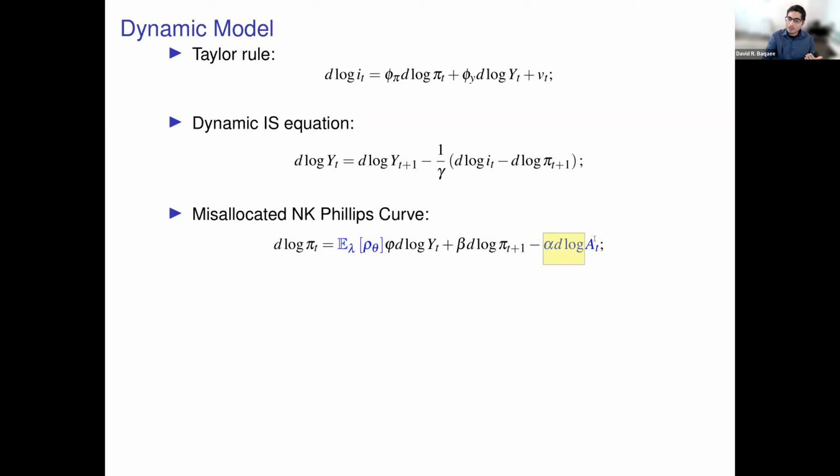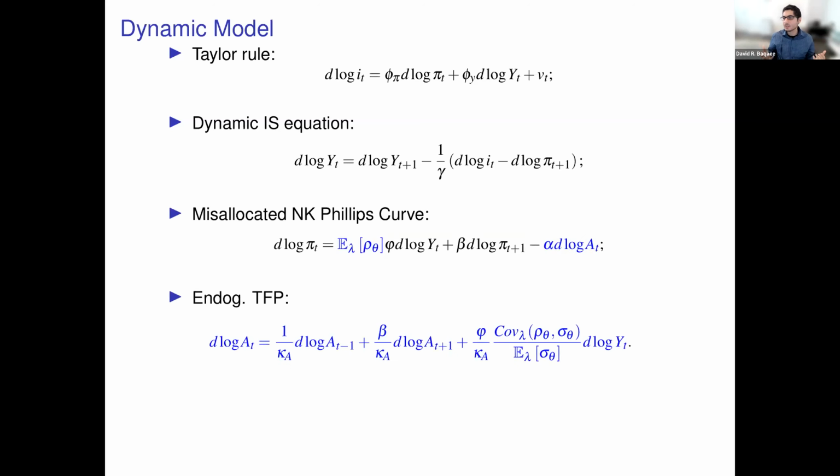But more importantly, you've got an extra term, an extra disturbance inside the New Keynesian Phillips curve, which are movements in aggregate TFP. And these movements in aggregate TFP are themselves determined by an extra equation. So instead of your 3-equation New Keynesian model, you now get a 4-equation New Keynesian model where there's an endogenous equation that determines the movements in aggregate TFP.